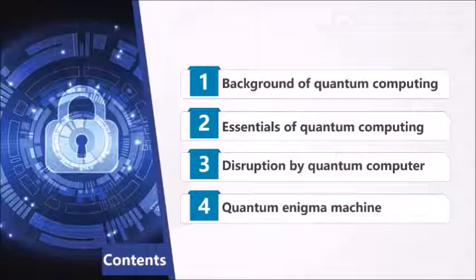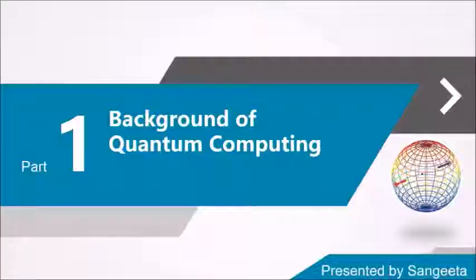There will be four parts. The first one will be the background of quantum computing. The second is essentials of quantum computing. The third is disruption by the quantum computer. And then the fourth is the quantum enigma machine.